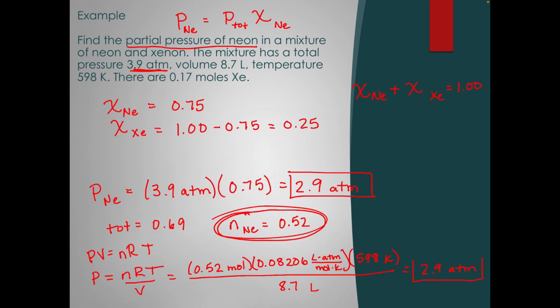So there are two different ways to solve this problem. You could have gone through and found the mole fraction of neon and then multiplied that by the total pressure, which again is what I think is the easiest way to do this. But had you not wanted to do the mole fraction, you could have said, okay, I have my moles of neon here, and I have a volume, a temperature, and a number of moles. I can plug that into the ideal gas law and solve for the partial pressure of neon. So whichever way makes you more comfortable, both ways will work out just the same.